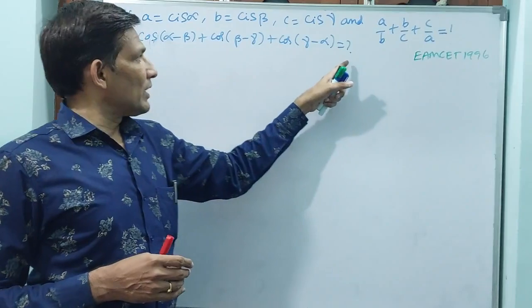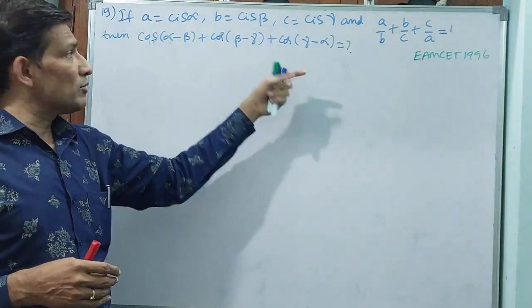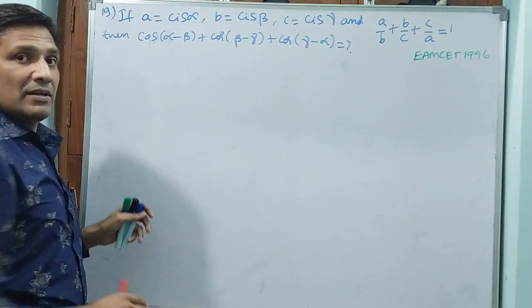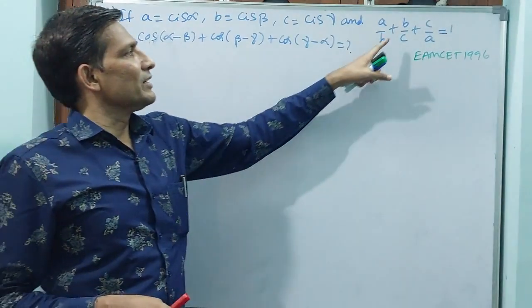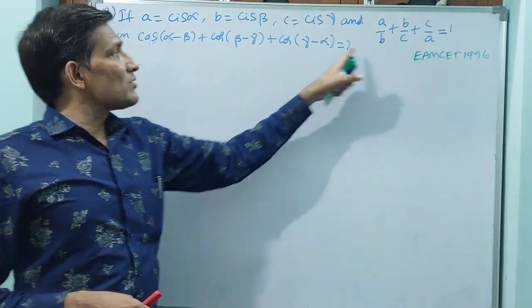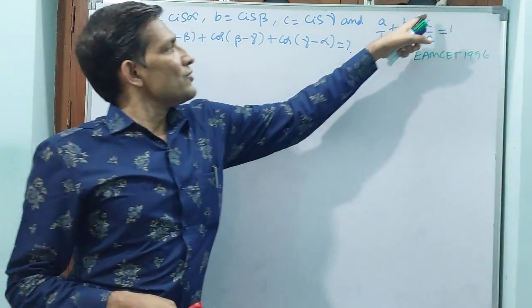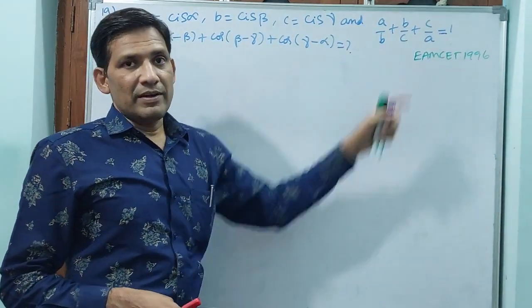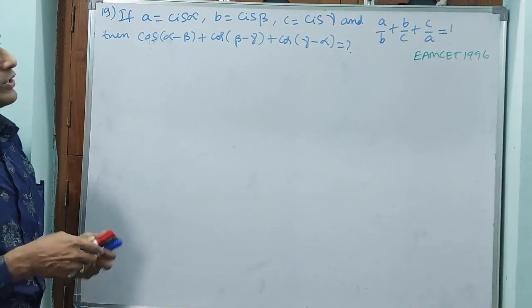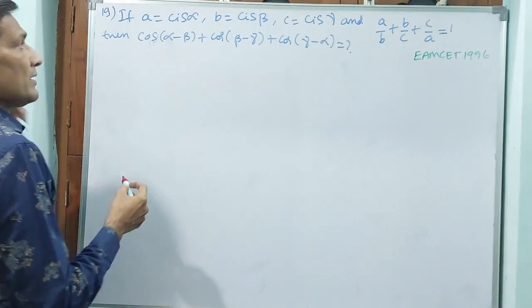the real part. Real part or imaginary part, both, but we take only the real part. B by C means beta minus gamma. C by A means gamma minus alpha. Okay. Immediately you can proceed further. See what I am writing.